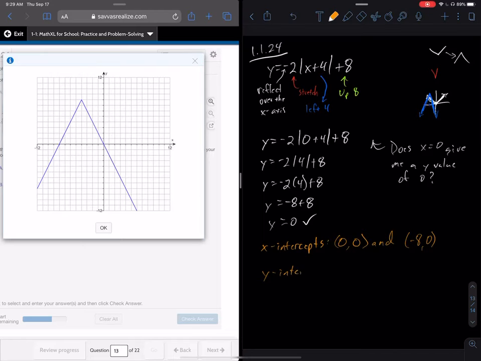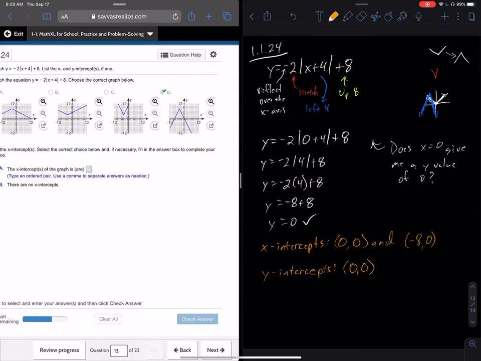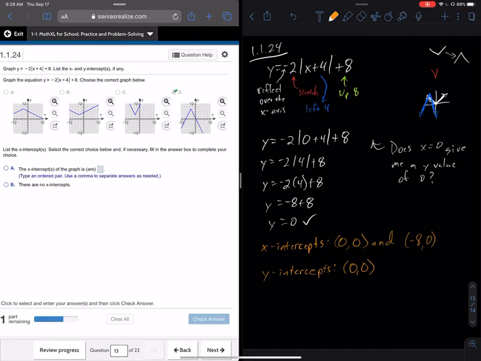My y-intercept, where do I cross the y-axis? Well, 0, 0. We already talked about that one. It just happens to be that the x-intercept and y-intercept will be the same at the origin. So fill those in. They're looking for the coordinate points, so make sure you use the parentheses and a comma in between. Otherwise, it's going to mark it wrong.